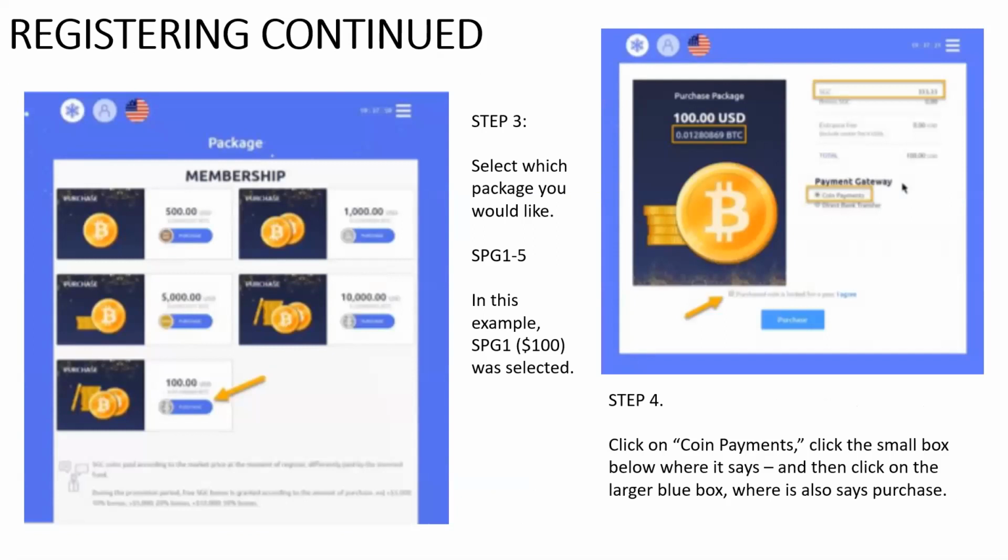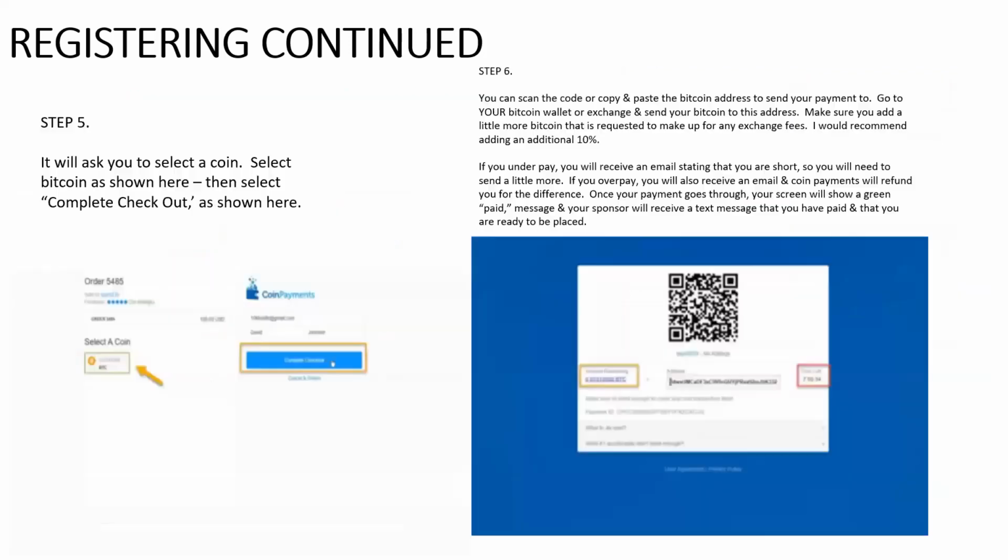But select which package you want to start with. Right there on the left, you can see the arrow. Once you select that, click on coin payments, and then make sure you click that you agree to the terms and conditions, and then click on purchase. So very, very easy to do.